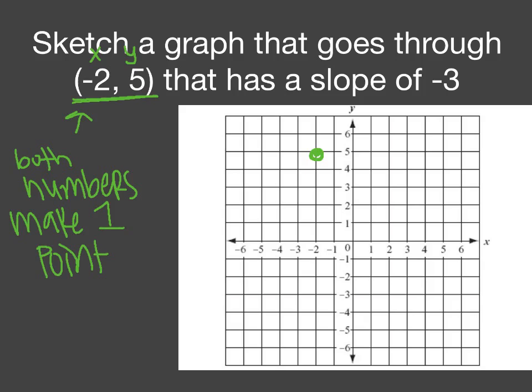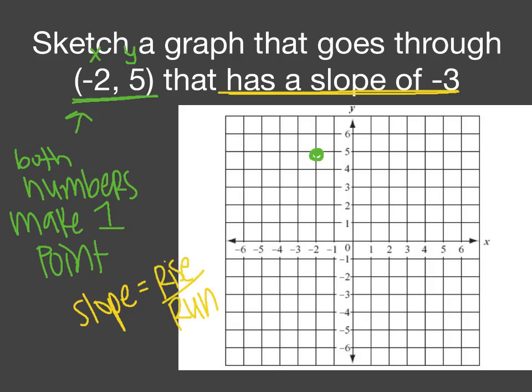Now my second piece of information says it has a slope of -3. Well, we know that slope has this phrase, rise over run, because the top number tells me how far up and down to go, and the bottom number tells me how far sideways to go. So I have a slope of -3, but I want it to be a rise over run. I want it to be a fraction. So to make -3 into a fraction, I'm going to put a 1 on the bottom. It's going to be -3 over 1.